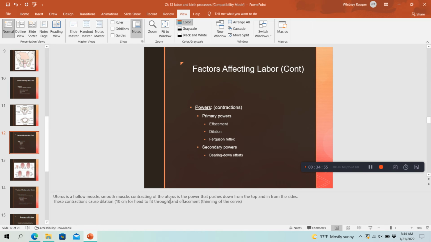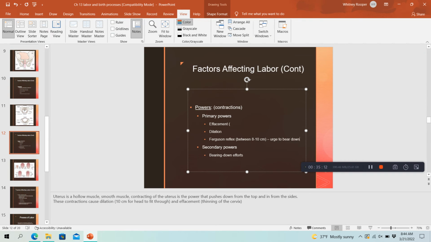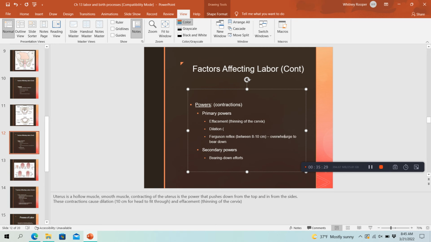And then when the patient's somewhere from 8 centimeters on to 10, the Ferguson reflex begins. Anybody know what that means? You know what the Ferguson reflex is? It's that unbearable urge to bear down that a woman has before she has a baby. So you've probably all seen movies, and those of you who've seen videos that I've had you watch: "I think I need to push. I feel like I need to push." It's an overwhelming, uncontrollable urge to push. That's the Ferguson reflex. That happens somewhere around 8 centimeters to 10.